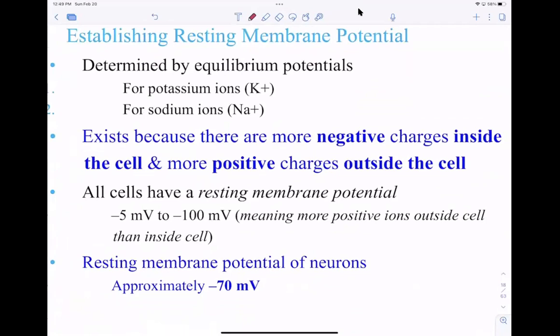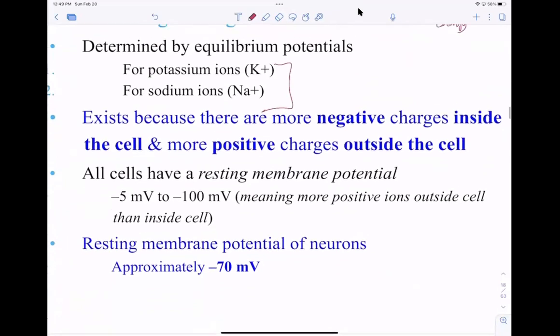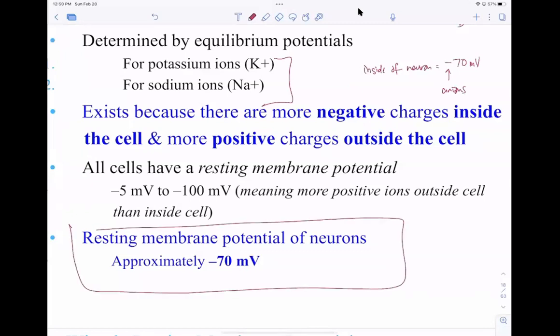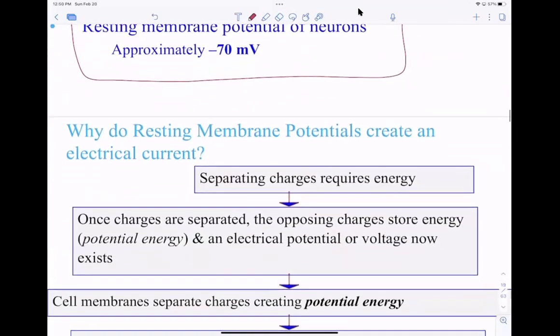Okay, so let's talk about this resting membrane potential. That's really potential energy for a neuron. And that's why it's called a resting membrane potential. And it is determined predominantly by potassium and sodium ions. Now, we talked about the inside of a neuron is more negative than the outside. Remember, the inside of a neuron is negative 70 millivolts. And what that negative means is there's a lot of anions. All cells have a resting membrane potential. Neurons are negative 70 millivolts. So there's more anions inside than cations.